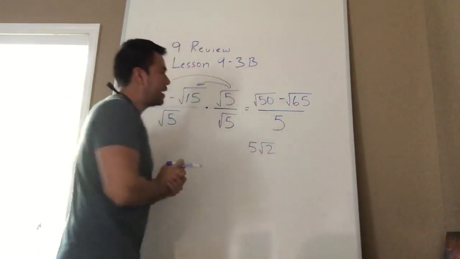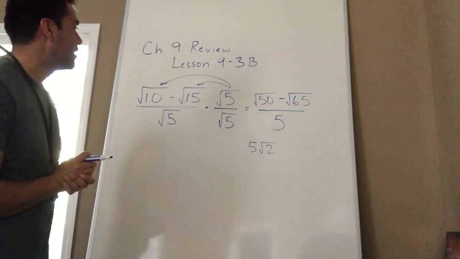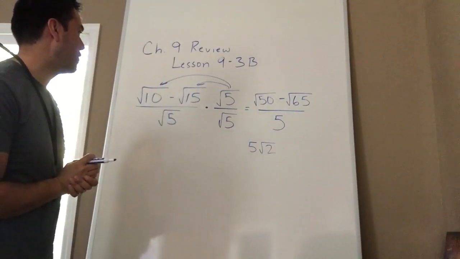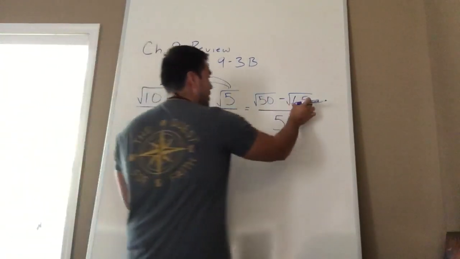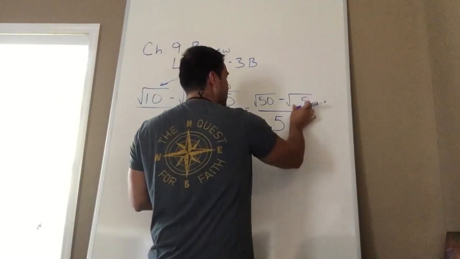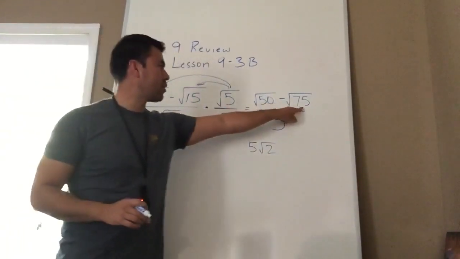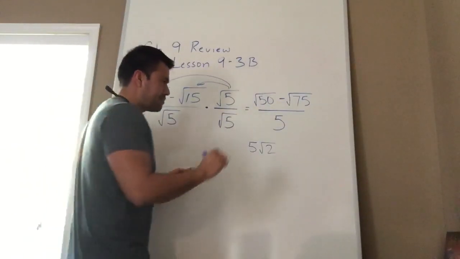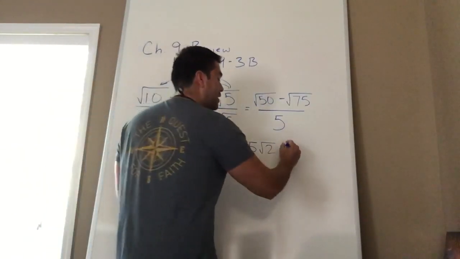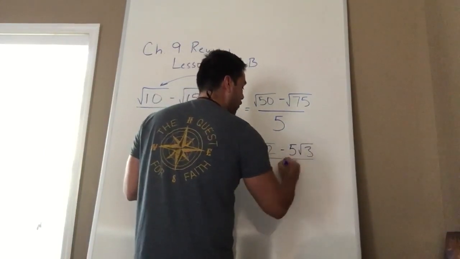And this one right here, thinking 5, 15, 20, no, 25. You know what? Wow. That's not 65. I believe it's 75. That makes more sense. So it's 75 right here. I multiplied that wrong. But 75 is going to be 3 and 25. So I end up with minus 5 times the square root of 3 over 5.